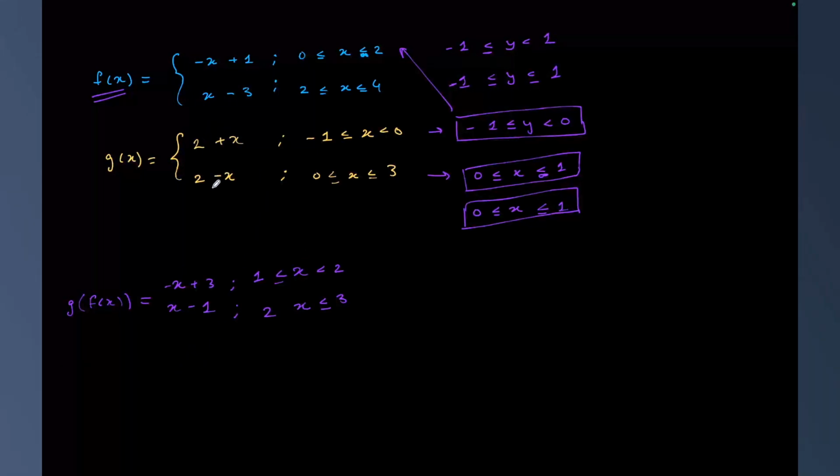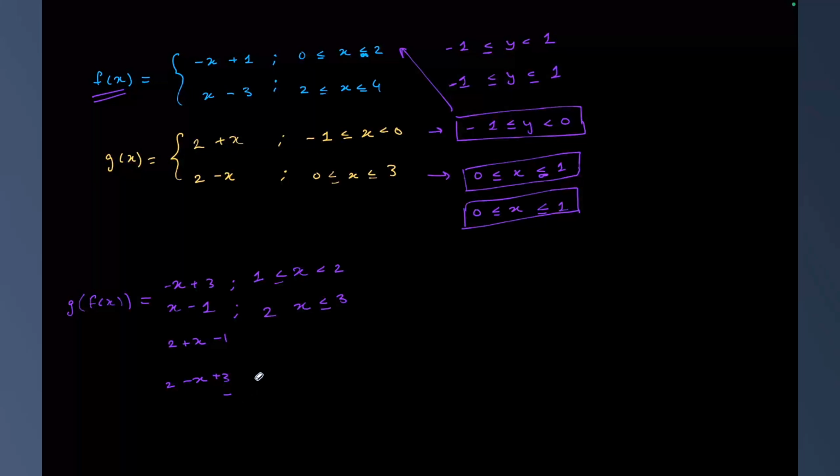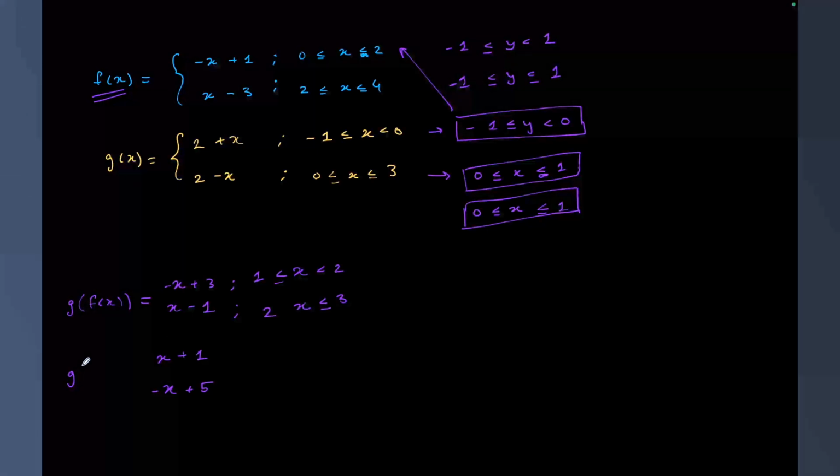Okay, so now if I put it in this function, let's say 2 minus x plus 1 and 2 minus x minus 3, well, what do I have? I have 2 plus x minus 1, 2 minus x plus 3. So I'll have x plus 1 and minus x plus 5. Let me erase this, minus x plus 5 and x plus 1. So x plus 1, minus x plus 5. This is also g of f of x.